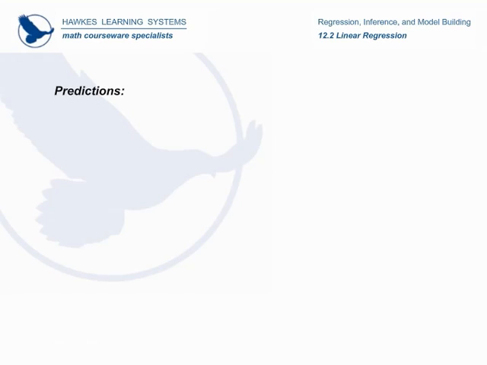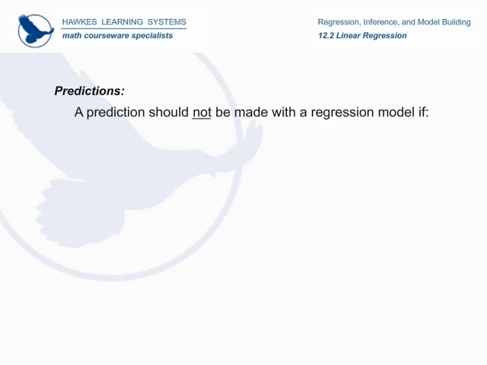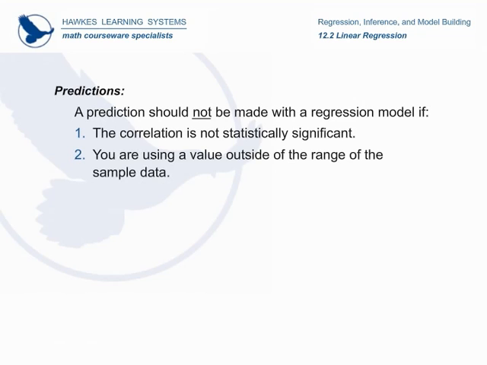Now let's take a look at a few guidelines around making predictions. A prediction should not be made with a regression model if, number 1, the correlation is not statistically significant; number 2, you are using a value outside of the range of the sample data; or number 3, the population is different than that of the sample data. And those are the guidelines for our predictions.